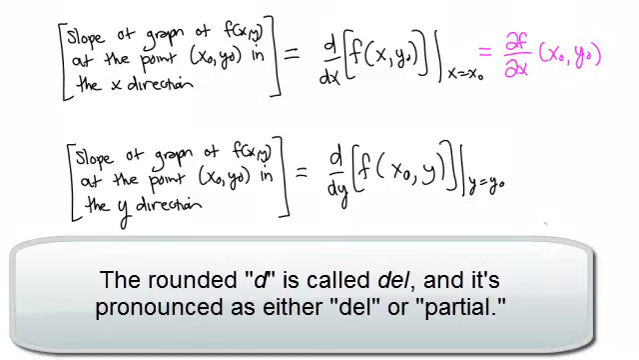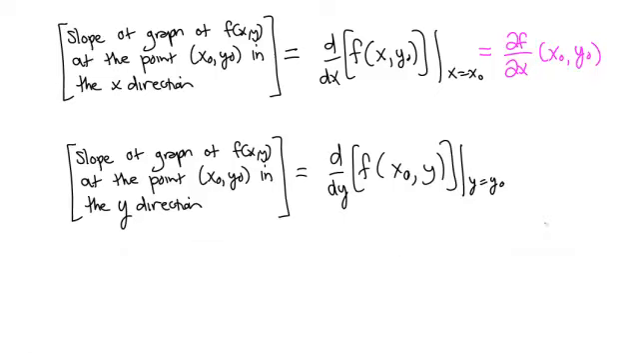Del f del x is a way of indicating to the reader that this was a function which was originally of two variables, but you were only using the x value as the variable. You were keeping the y value as a constant. So you can kind of make a guess as to the symbol we're going to pick for this guy. We're going to use del f del y at the point x naught, y naught.